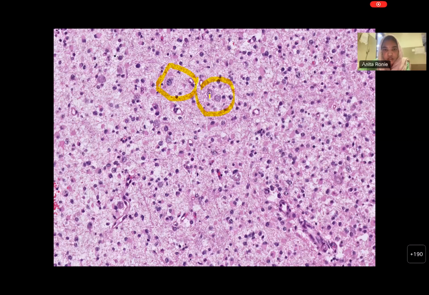Are you able to see the pointer? I marked and encircled two cells. Are you able to see that? Yes, sir. You could make out this one cell here and this cell here. Are the two similar? No, sir. So what do you feel? How do you describe this cell and how do you describe this cell?